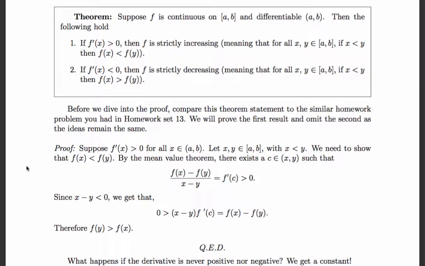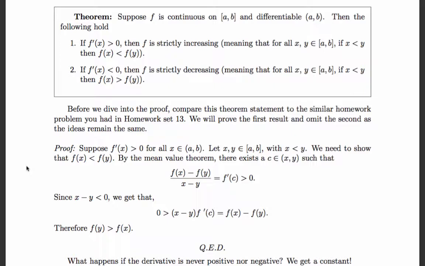In homework set 13, you proved that if f is monotonically increasing, not strict, but monotonically increasing, then the derivative is non-negative. Here the implication is going the other way, and we're talking about a strict condition. So you might think, how could you take the two results and combine them? Or could it be combined into an if and only if statement?